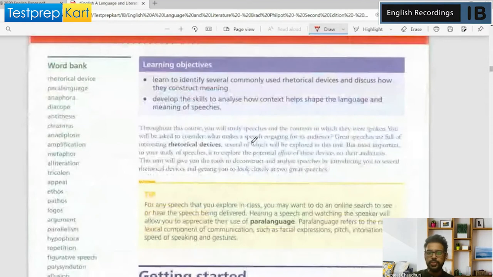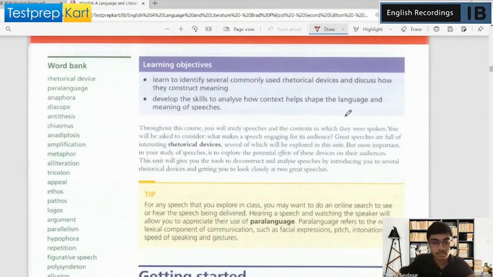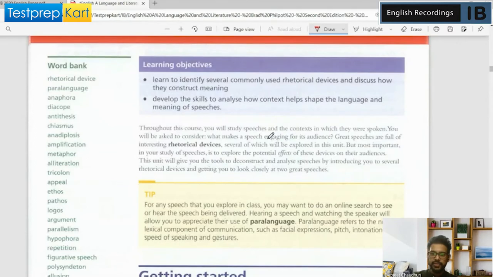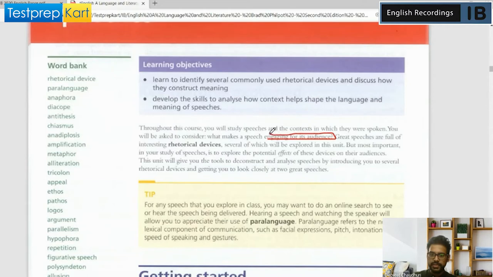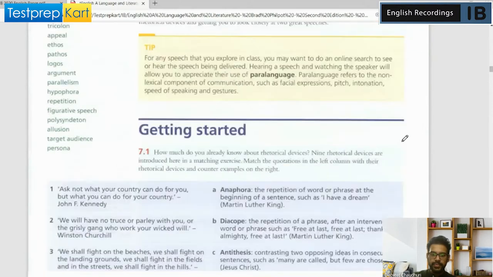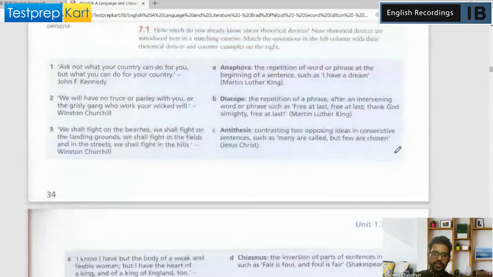So throughout this course, you will be studying many speeches and the context in which they are spoken. You will be asked to consider what makes a speech engaging for its audience. What makes it engaging for its audience? Great speeches are full of interesting rhetorical devices, several of which will be explored in this unit. But most important in your study of speeches is to explore the potential effects of these devices on the audience. So what are the devices used and the impacts of these devices? Okay, so let's start off with first learning some of the devices.